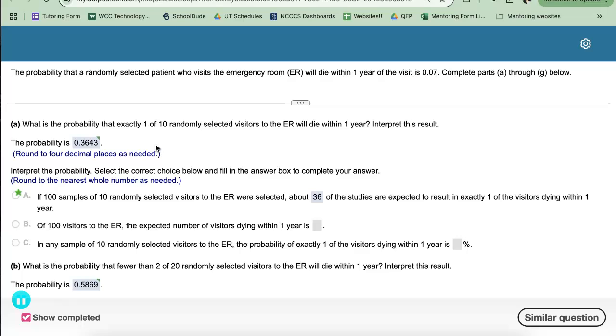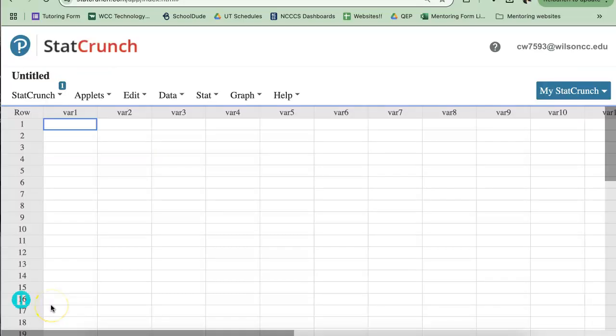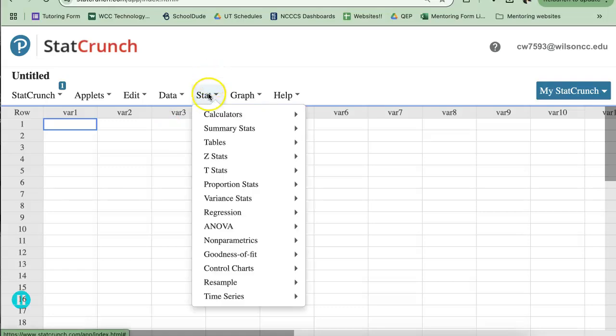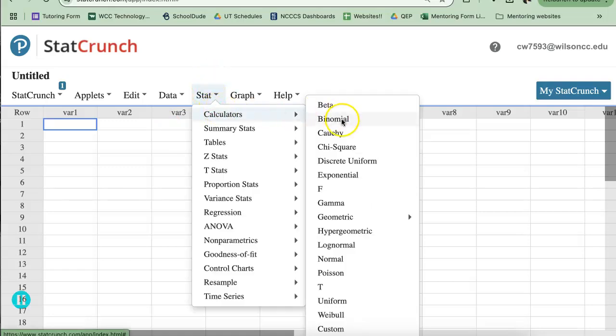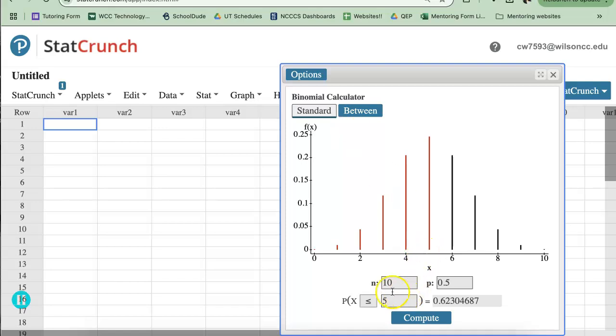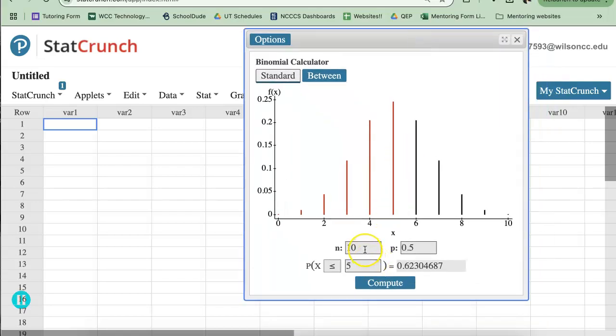We're going to use StatCrunch for this one. So go back and look at my prior videos if you'd like to see some other methods, but this particular video will rely on StatCrunch. So when we enter StatCrunch, we're going to go to Stat, Calculators, Binomial. And here is where we give the calculator some more information about our binomial experiment.